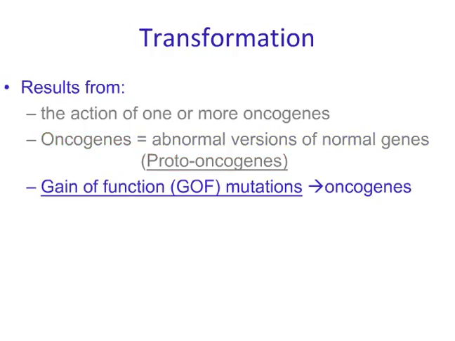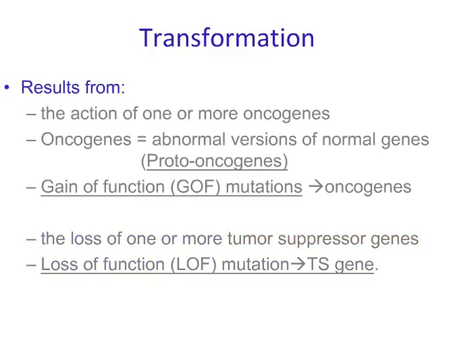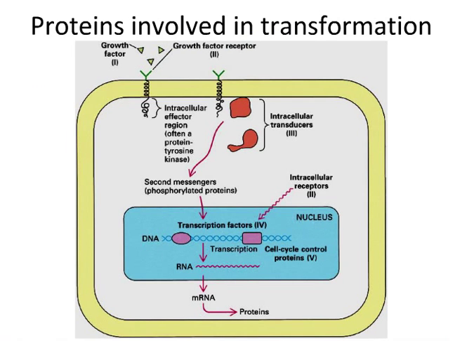Proto-oncogenes are converted to oncogenes when they undergo gain-of-function mutations. The other class of genes that contribute to transformation are known as tumor-suppressor genes. They are defined by loss-of-function mutations.